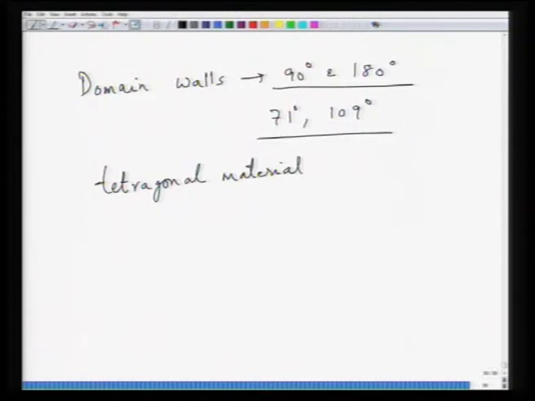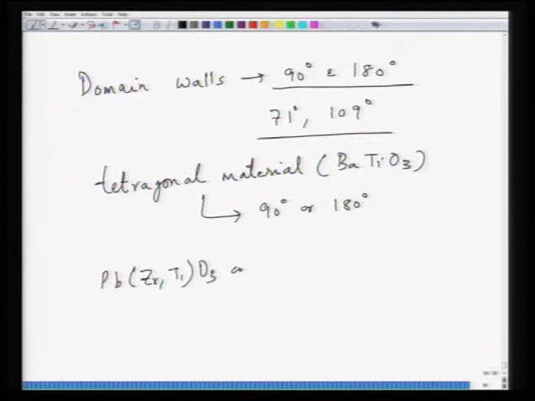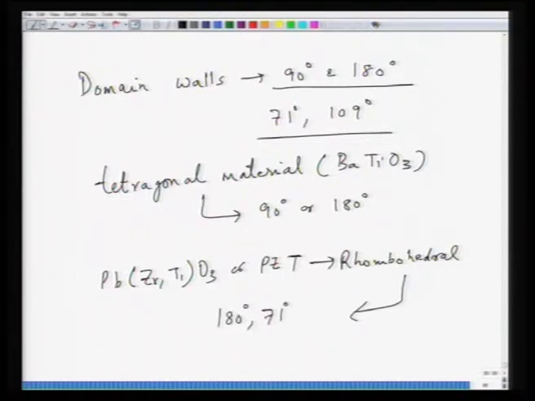or tetragonal structured material such as barium titanate or lead titanate in the ferroelectric state will have 90 degree or 180 degree domain walls, whereas something like PbZrTiO3, PZT, which is commonly known as, in the rhombohedral form in the ferroelectric state, it will have 180 degree domain walls, 71 degree domain walls, and 109 degree walls. So, the orientation of domain wall is determined by the crystal structure of the material.